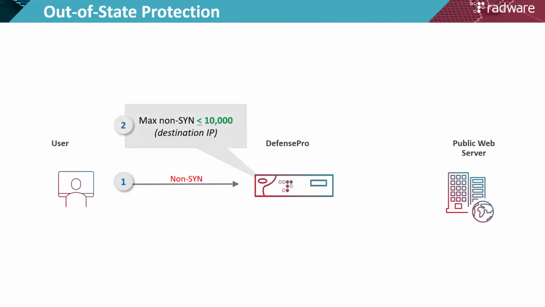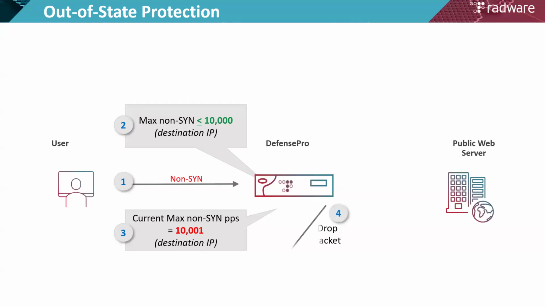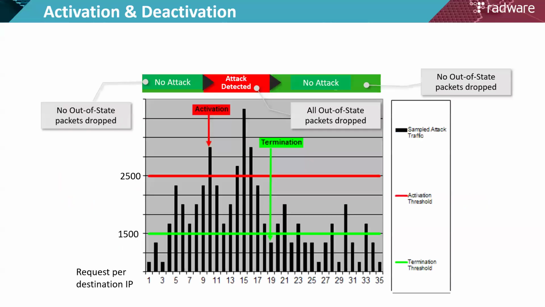So here we are setting the threshold that we are okay with receiving 10,000 out-of-state packets per second. And if that threshold is breached, then we will start dropping the packets straight away. We do not challenge those packets.